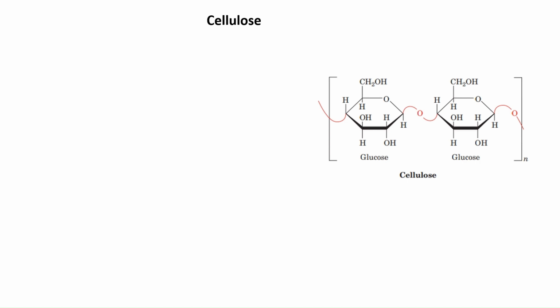Next is cellulose. If you see the structure of cellulose, it is also a polymer of glucose monomers. Cellulose is fibrous, tough, and water insoluble. Why is it water insoluble?